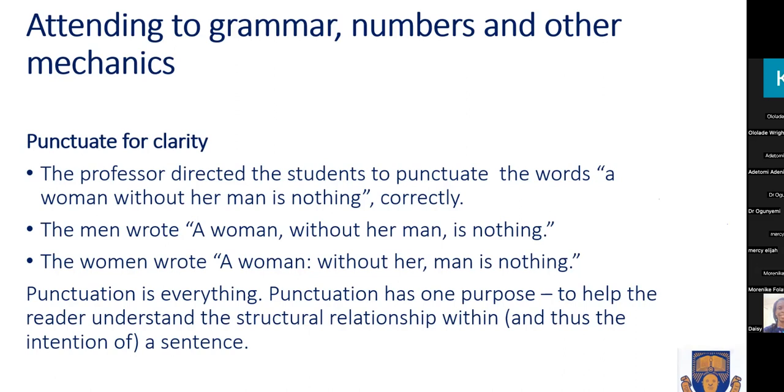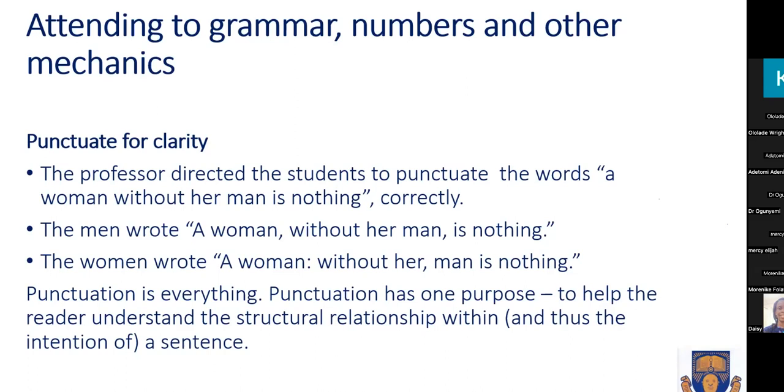And that's two sentences, two different meanings based on punctuation. The man wrote, "A woman, comma, without a man is nothing." A woman, comma, without a man is nothing. In effect, a woman is nothing. The only thing that makes a woman something is a man.